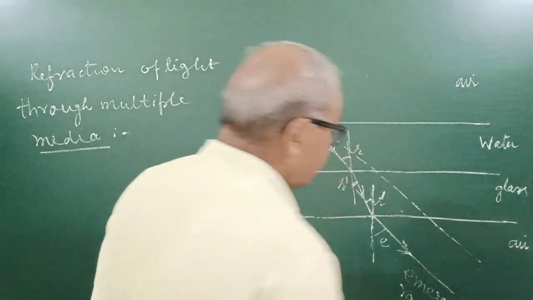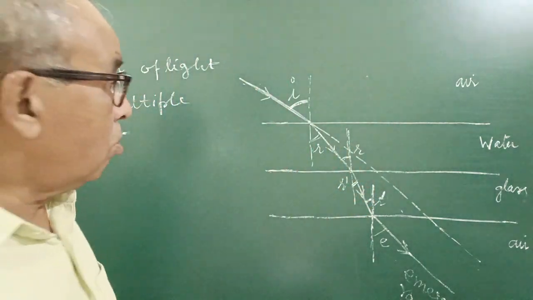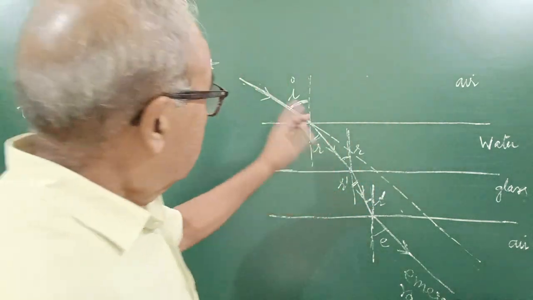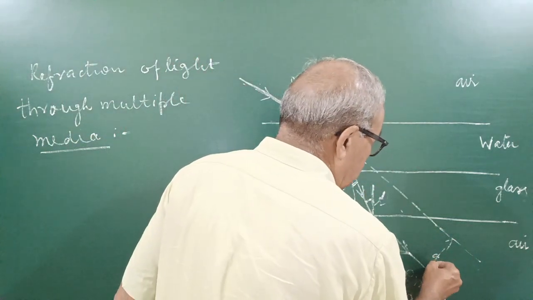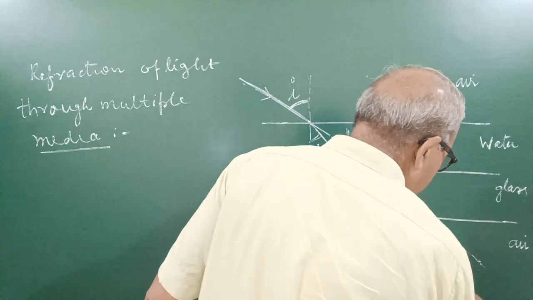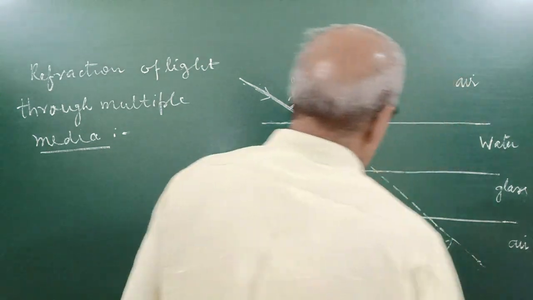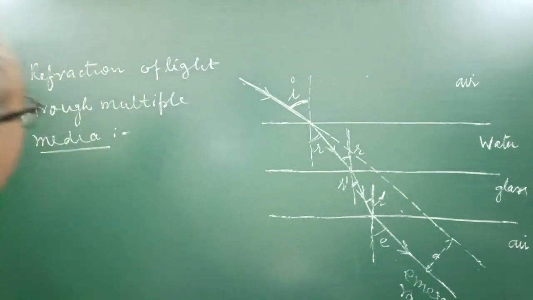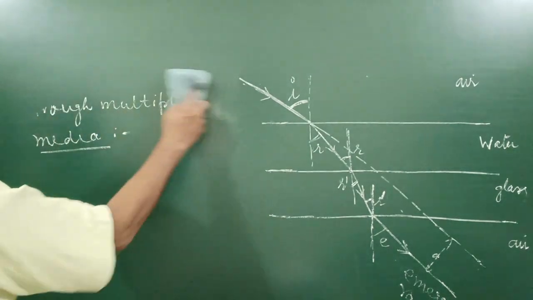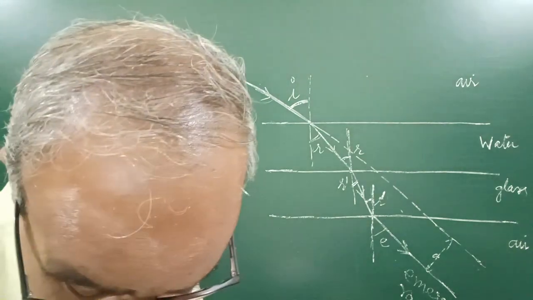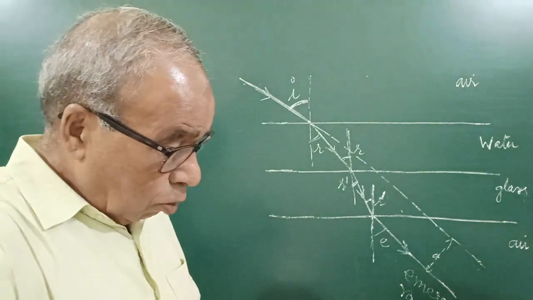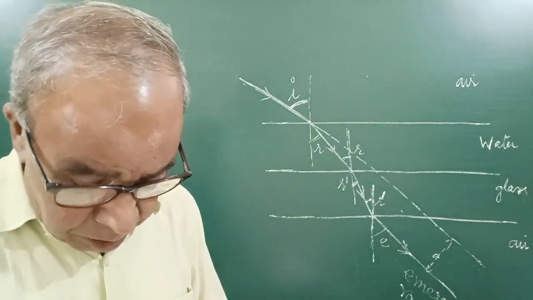But remember here that the incident ray and the emergent ray are parallel. It is known to us. The emergent ray is laterally displaced from the incident ray, and this displacement remains constant throughout. Now if we apply Snell's law to this figure, that is interesting and important to know also.